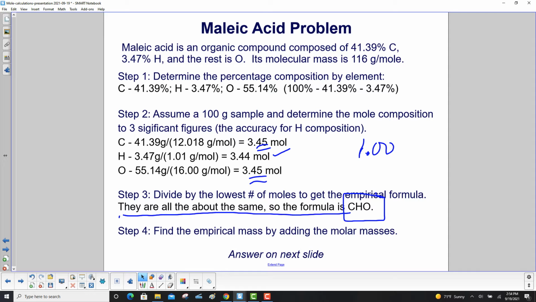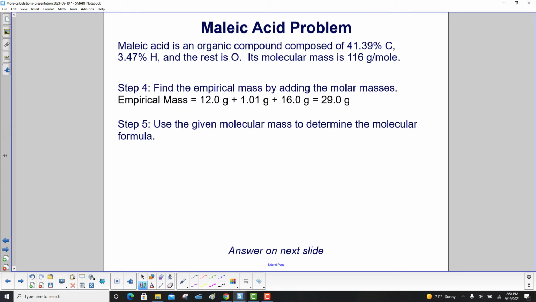Next, find the empirical mass by adding the molar masses. To 3 sig figs, here's our empirical mass. You add the molar masses. So you have 12 grams plus 1.01 plus 16, and you get an empirical mass of 29.0 grams.